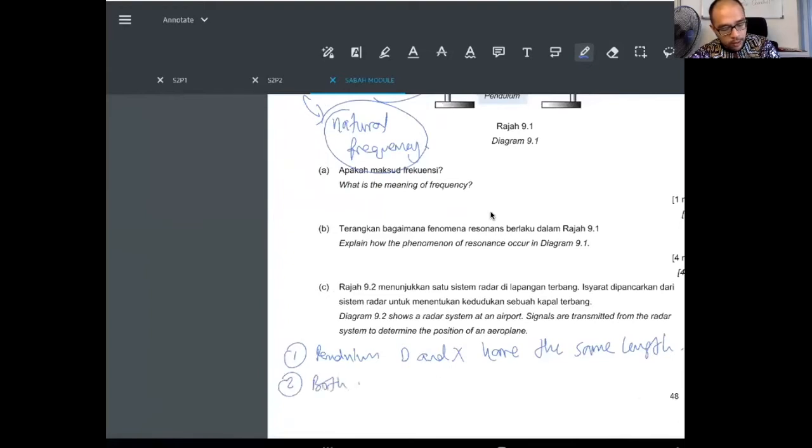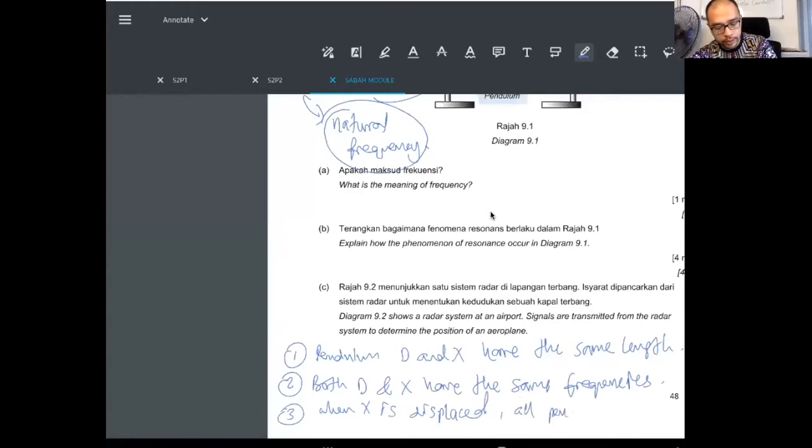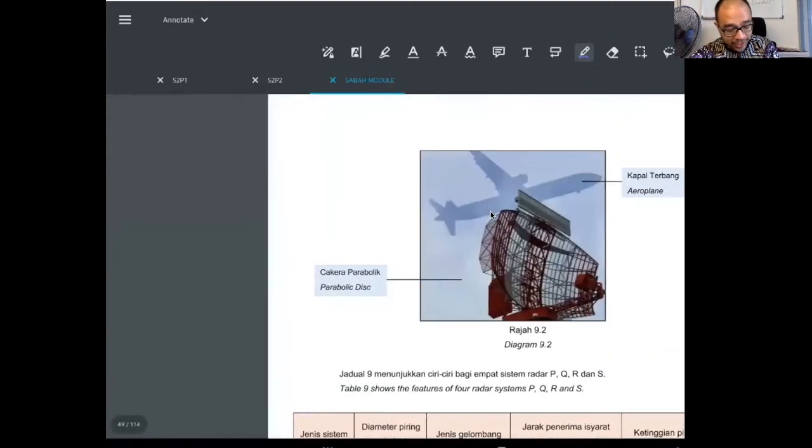Both D and X have the same frequencies. Both D and X have the same frequencies. And then only you talk about the swinging. So when X is displaced, all pendulums start to oscillate. I've got no more space already. Sorry, I can't go on. Start to oscillate.